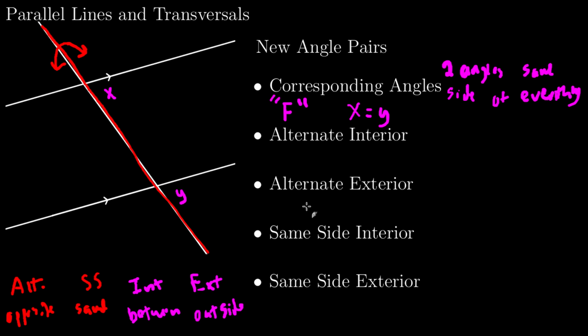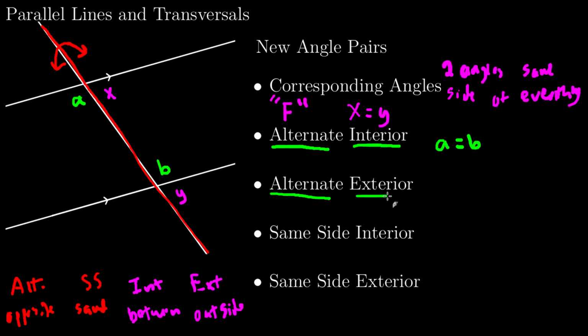Okay, so let's label some of these. I've used x and y, so let's use a and b. Alternate interior means different sides, so one on the left, one on the right of my transversal, but both between the parallel lines. So I'll put A there and B there. You can see they're on opposite sides of the transversal, but between the two parallel lines. And the rule here is that alternate interior angles will be congruent. So A will equal B.